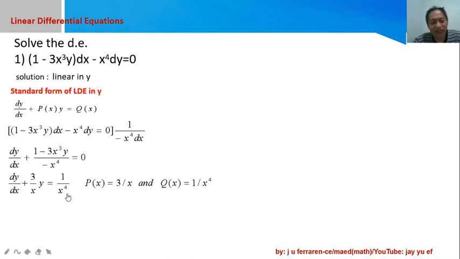Now, after writing the equation in the standard form of a linear DE, that's the time I can determine P(x), which is the coefficient of your y. In this case, we have 3 over x. Right? And our Q(x) is 1 over x to the fourth power.